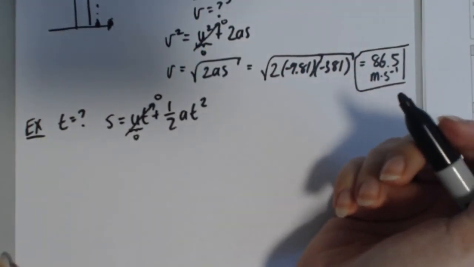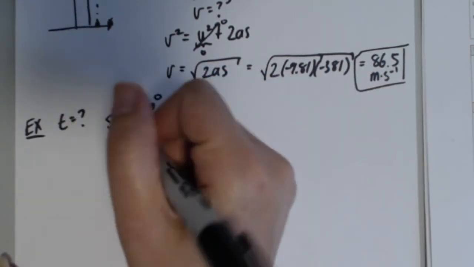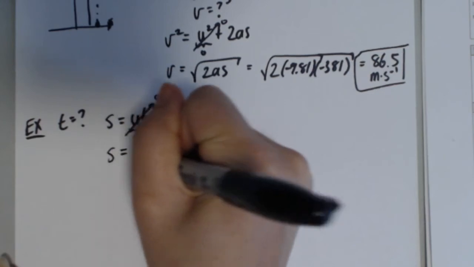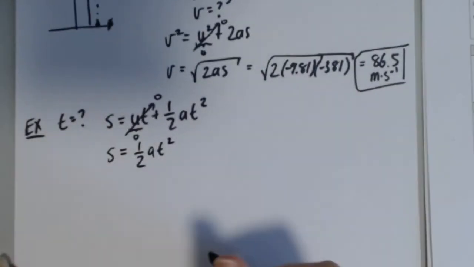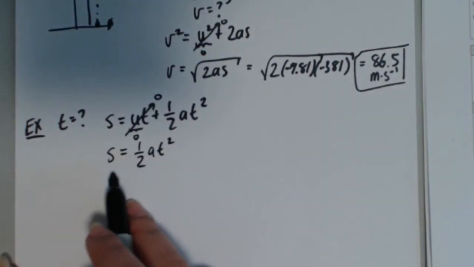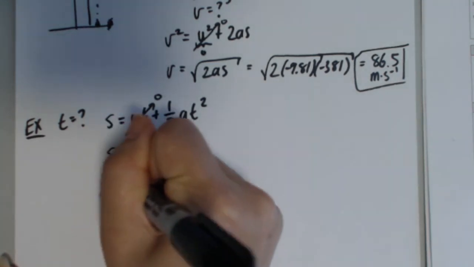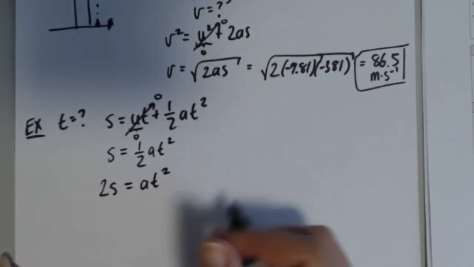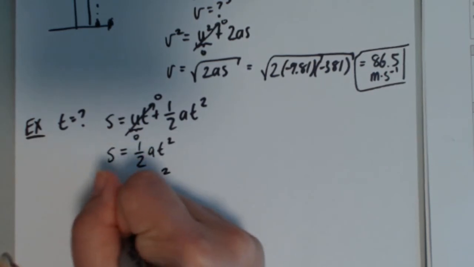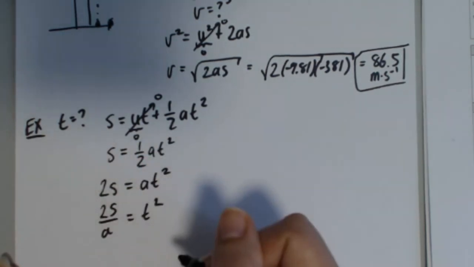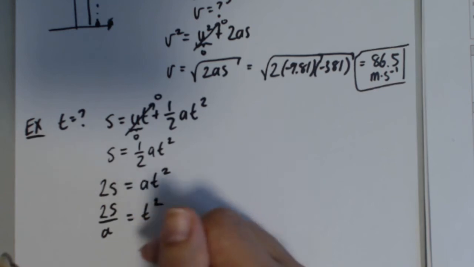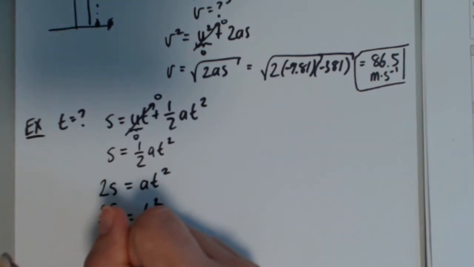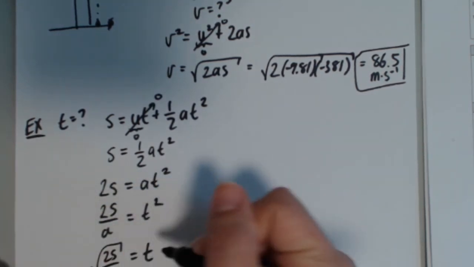Okay, so we are looking for time. Rearranging this equation, right now we're left with S is equal to 1/2 at squared. Rearranging for T, first thing I'm going to do is multiply both sides by 2. 2S is equal to at squared. Now divide both sides by A. 2S over A is equal to T squared. And finally take the square root of both sides. So the square root of 2S over A is equal to T.